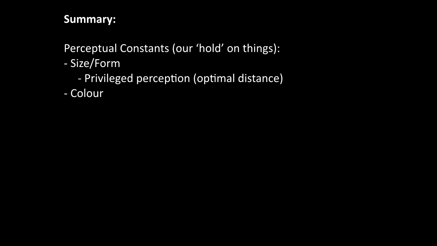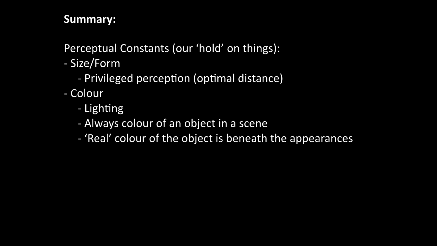Then we looked at colour and the importance of lighting, which always functions as revealing an object. So the lighting must fade into the background. Colour is always the colour of an object in a scene. So colour is always a coloured object, and it's always a coloured object in a field, in a scene before us. And the real colour of the object is beneath the appearances.